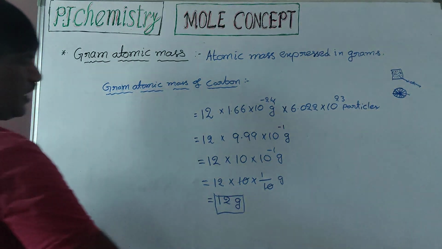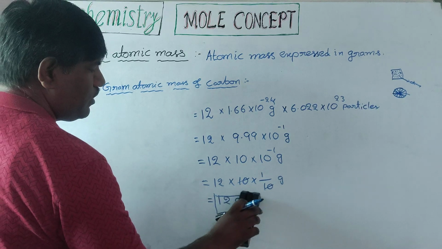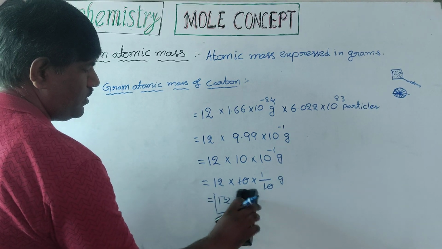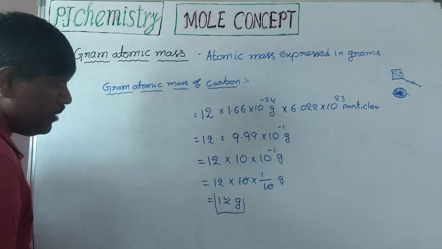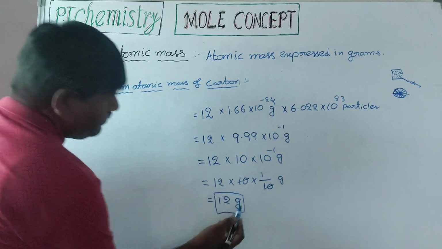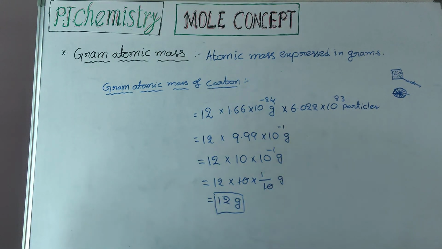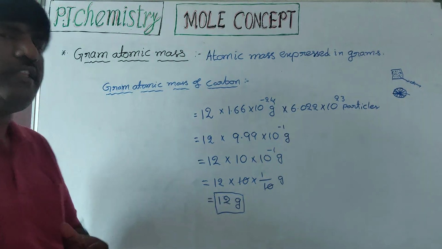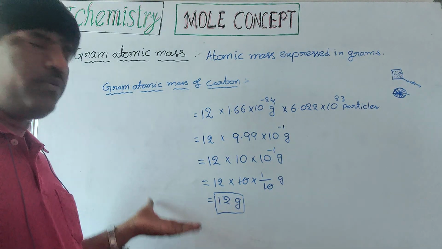Gram atomic mass of carbon, how much? 12 grams. Gram atomic mass of carbon, how much? 12 grams. Okay? Understood, children? Like this, gram atomic mass of carbon is 12 grams.